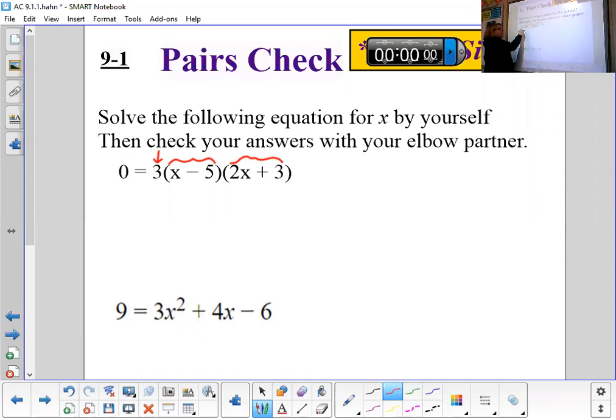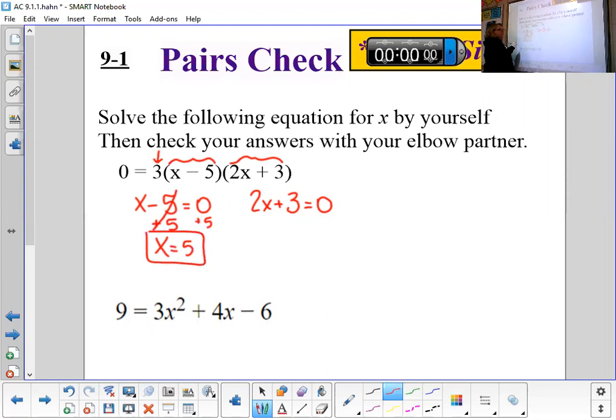But x minus 5 could be 0. So I'm going to write that out as its own equation. And 2x plus 3 could be 0. So I'm going to write that out as its own equation. So now I've got 2 equations that I can solve for x. I'm going to add 5 to both sides to get rid of this minus 5. And that gives me my first answer, which is x equals 5.